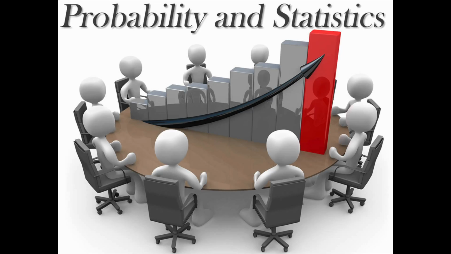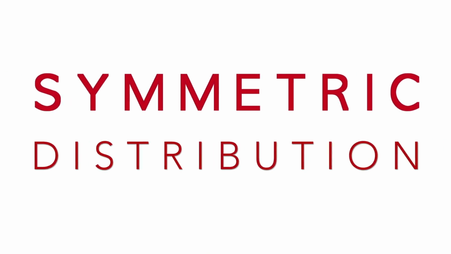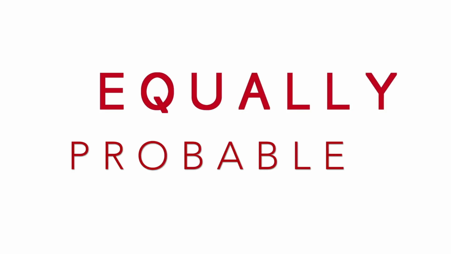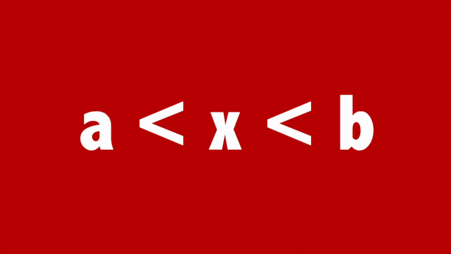In probability and statistics, the continuous uniform distribution is considered a symmetric probability distribution, in which all intervals of the same length on the distribution's support are equally probable. This is defined by two parameters, which are the minimum and maximum values.